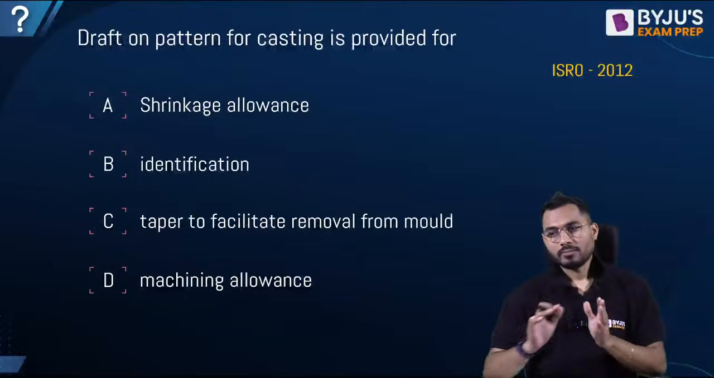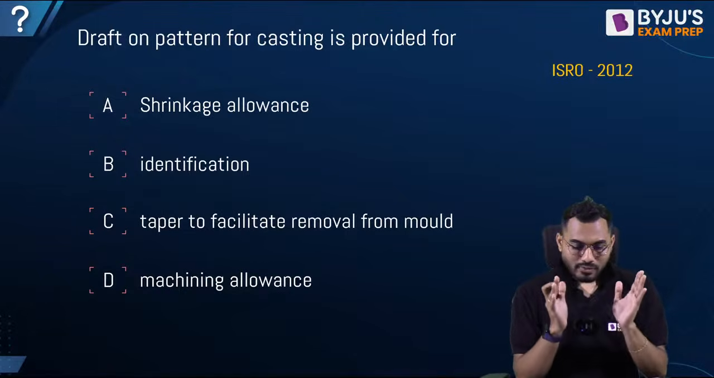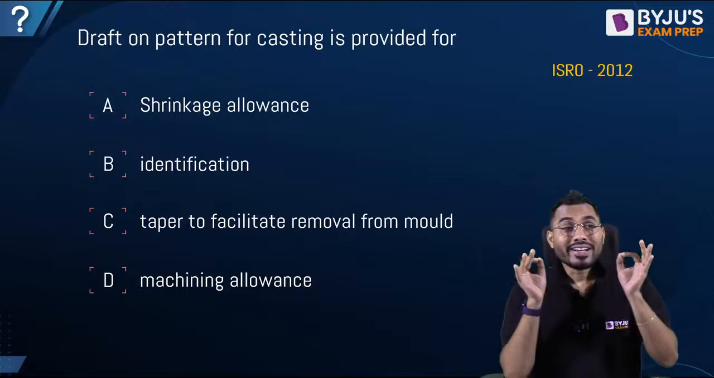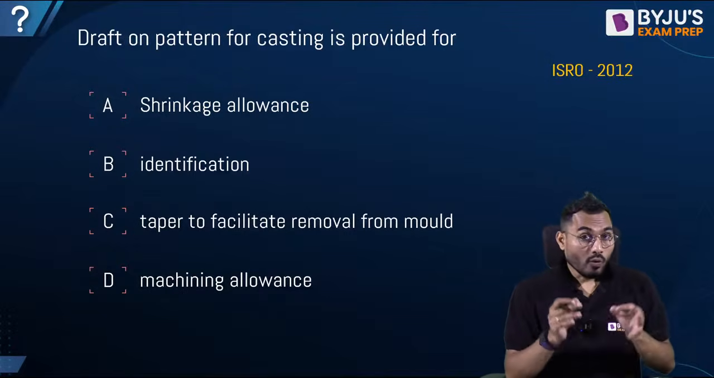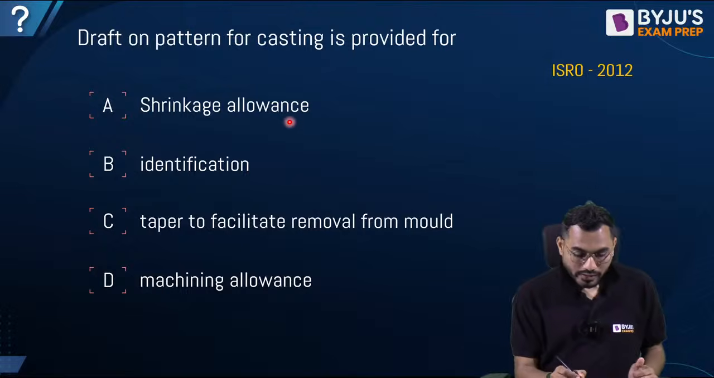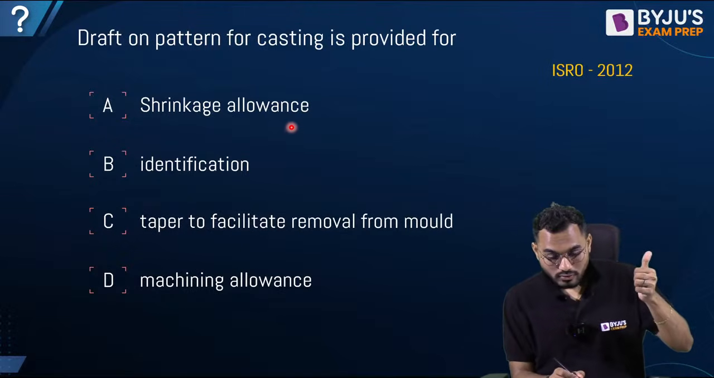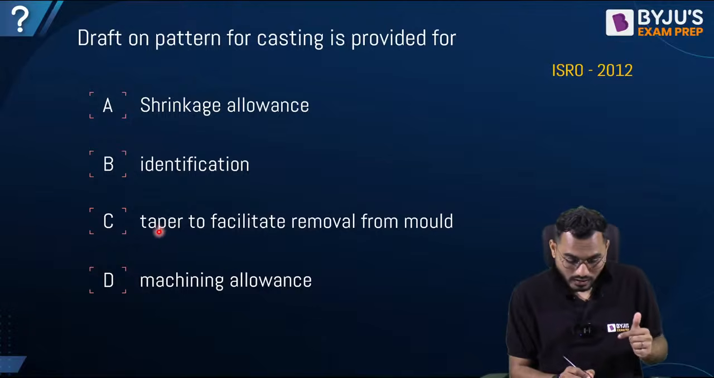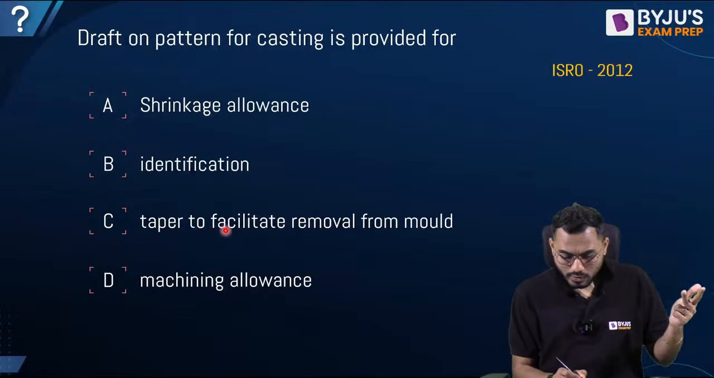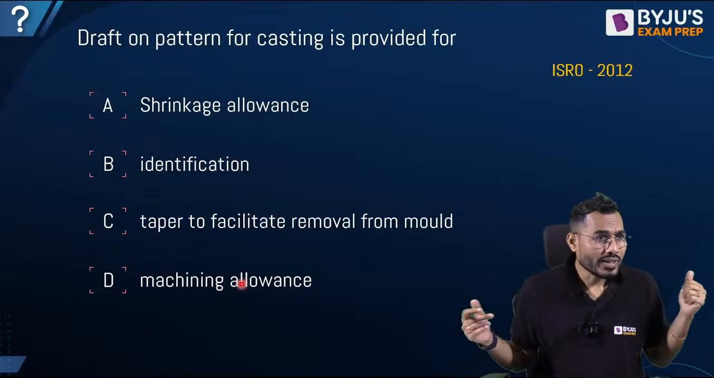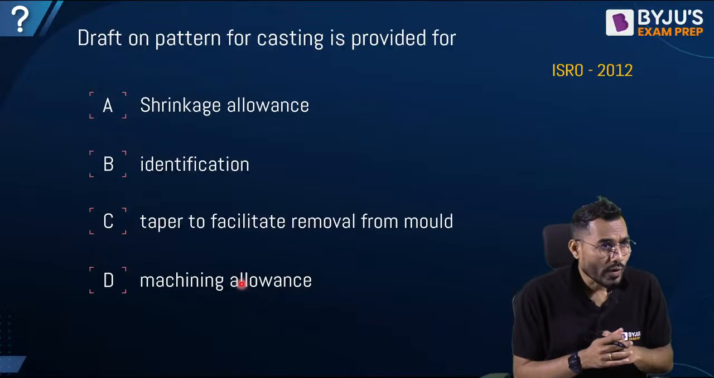ISRO 2012. The draft on a pattern for casting is provided for. Why do we provide draft on the pattern? Is it provided for shrinkage allowance? Is it provided for identification? Is it a taper provided to facilitate removal from the mold, or machining allowance? What is it basically?